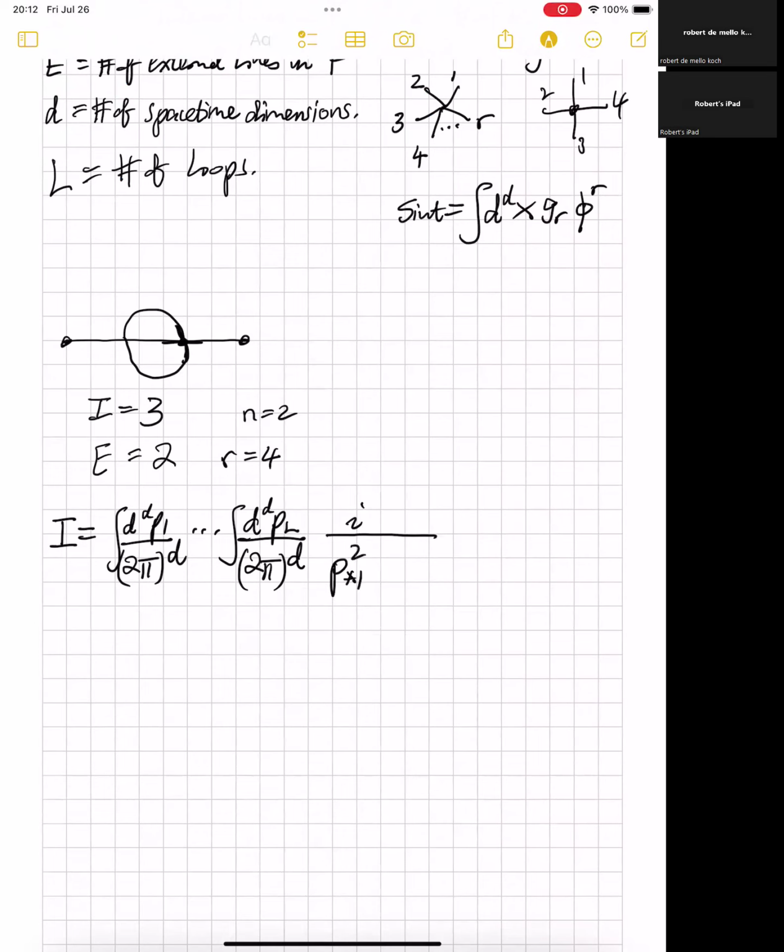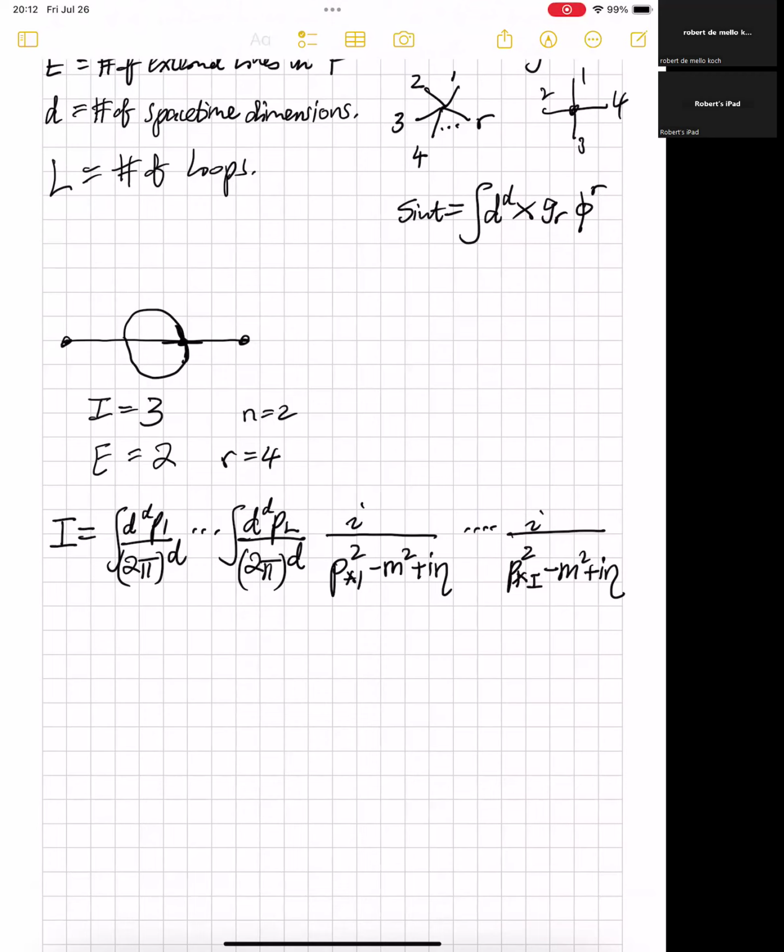It'll be some momentum. It won't actually be p_1 or p_2 or up to p_L. It'll be some linear combination of loop momenta and external momenta. But I'm labeling it here with a 1. This is the first denominator. And then it will continue up to i over, and this will be the i-th denominator for the i-th internal line. And this is plus i eta. Okay, so that's what we want to estimate.